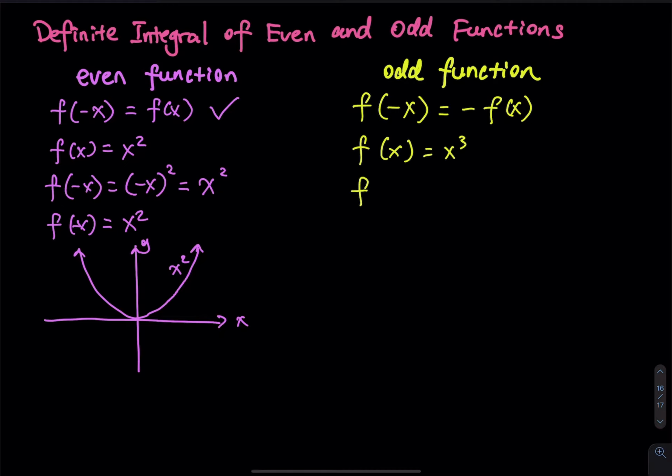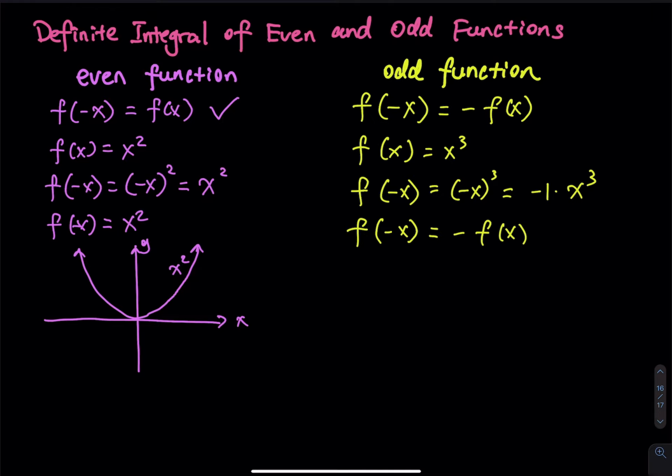Then you replace the x with negative x. On the other side, you have negative x raised to the third power. Negative times negative times negative, you still have negative, right? So that is equal to negative 1 times x to the third. Then you just proved that f of negative x is equal to negative f of x.